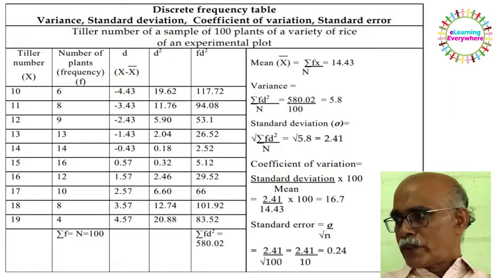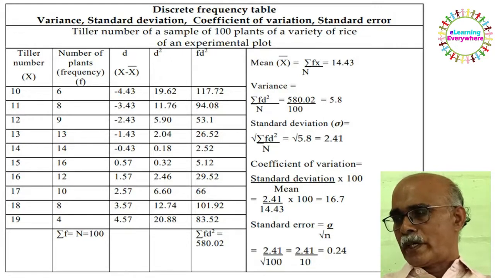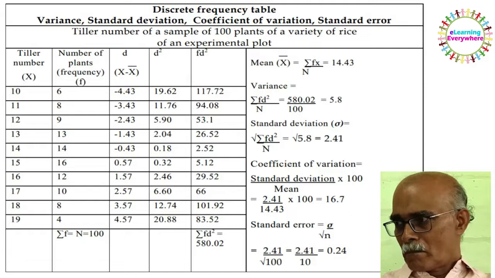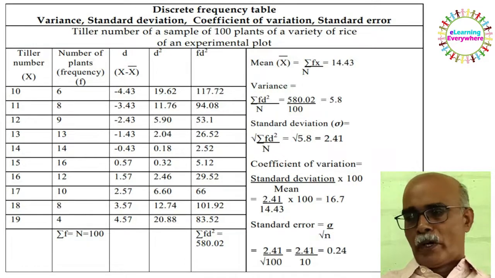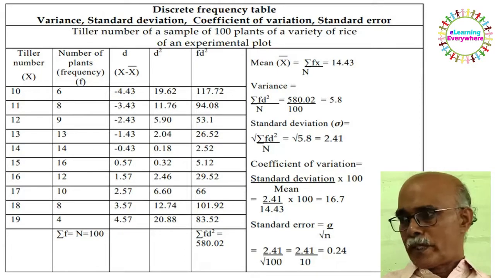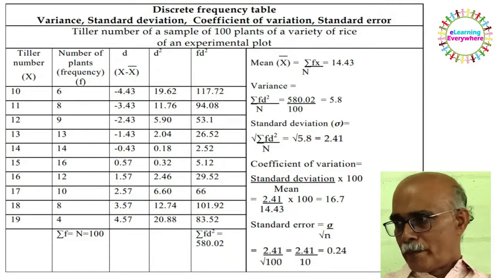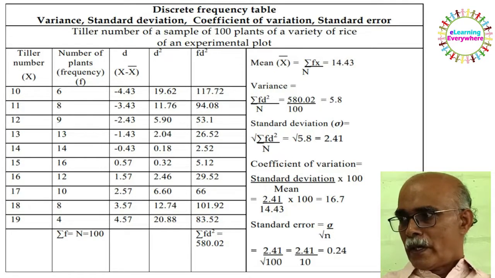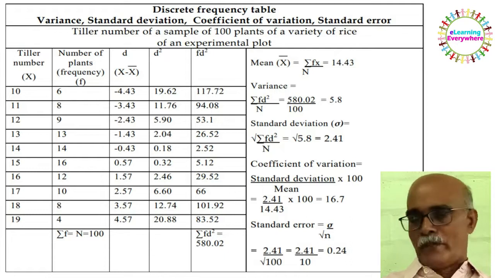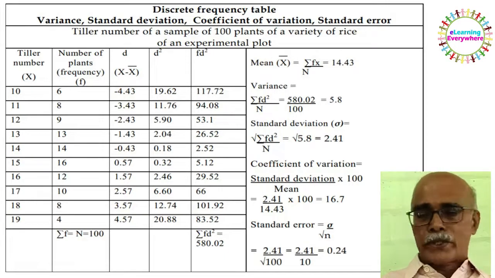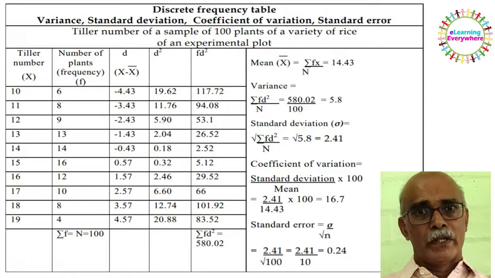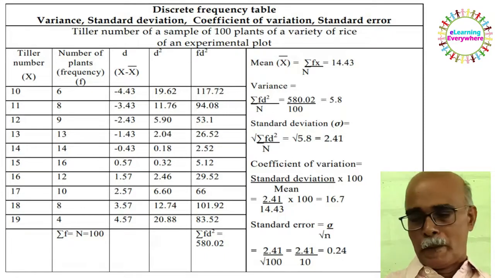And then comes the coefficient of variation. As you know, the coefficient of variation is standard deviation by mean into 100. Here the standard deviation is 2.41 divided by the mean of the distribution, which is 14.43, into 100. You find that the coefficient of variation is 16.7. In other words, the coefficient of variation is the standard deviation as a percentage of the mean.